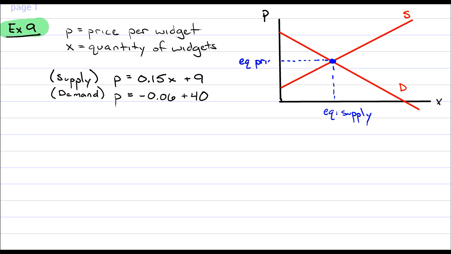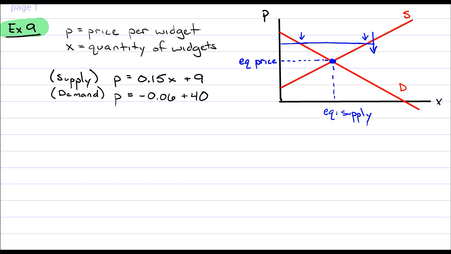Now, before we solve these, let me explain very quickly why they're important. Let's assume that we have a price that is higher than the equilibrium price. Then the current supply for widgets is larger than the current demand for widgets. In other words, we have an excess of widgets. We have too many widgets on the market, and that's going to drive the prices down.